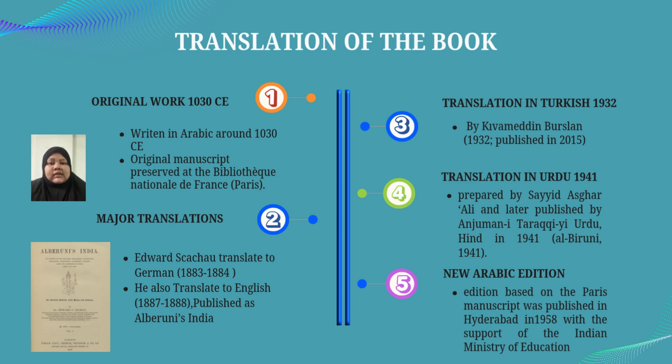1887 until 1888. The English version was published in London by W. H. Allen and Co. under the title Al-Biruni's India. The book was also translated into Turkish by Kiva Medin Burslan in 1932, but it was only published in 2015. It was later translated into Urdu by Syed Asghar Ali and published by Anjuman Taraqi in Urdu in 1941. Lastly, a new Arabic version based on the Paris manuscript was published in Hyderabad in 1958 with the support of the Indian Ministry of Education.